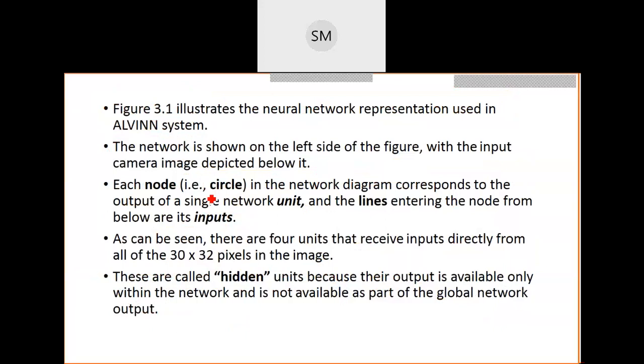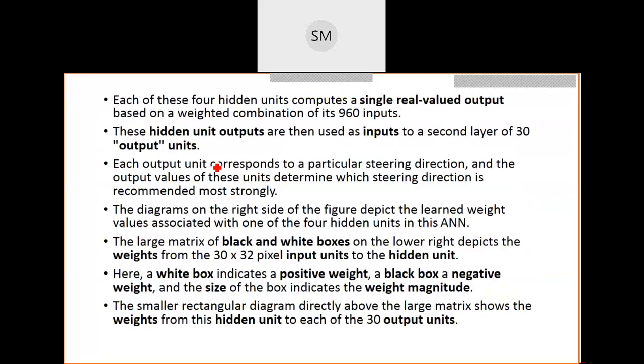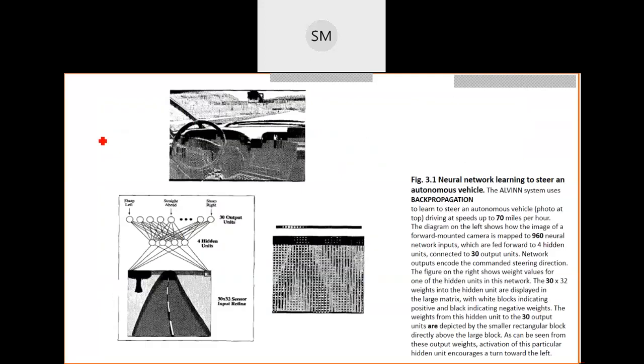Now, see how exactly this artificial neural network looks for this ALVINN system. There is one figure I am going to show you. That figure is nothing but the neural network representation, which is our main topic. Neural network representation is used for this ALVINN system. In this diagram, actually four parts are there: this is one, this is two, this is three, and this is four.